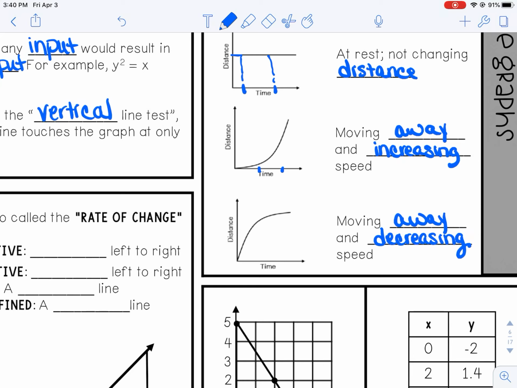And all of these, by the way, if I were to drop a vertical line, it only passes the graph once. So it passes the vertical line test. That is a function. All those are examples of functions.